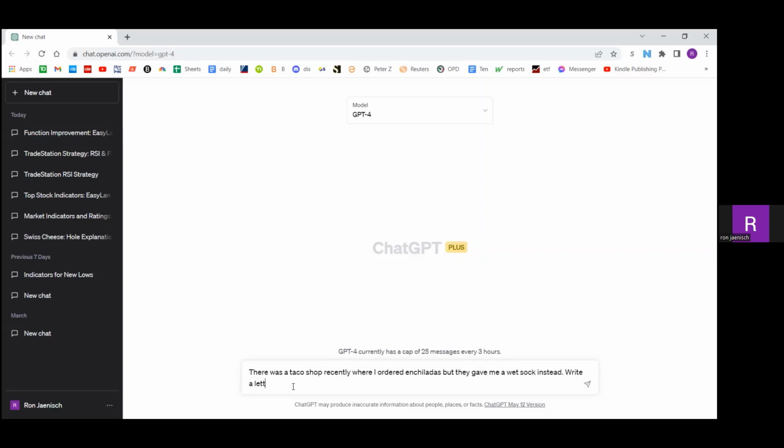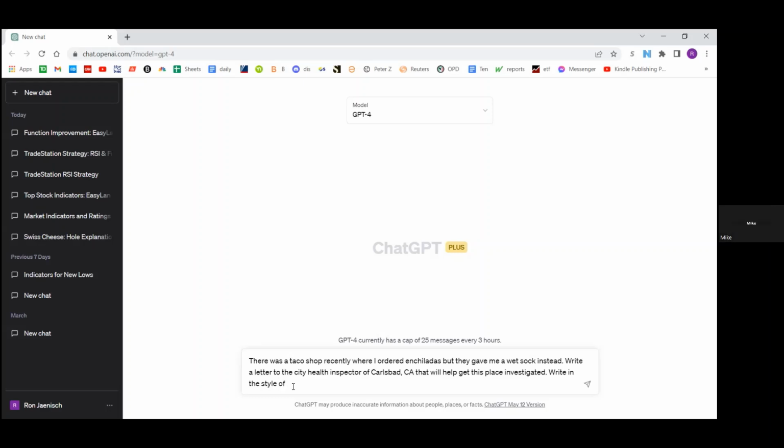Write a letter to the city health inspector of Carlsbad, California, that will help get this place investigated. Write in the style of... So this one might be a little bit crass. I'm trying to think of who would be a good person to write in the style of. Maybe something silly. Huh? Johnny Cochran.